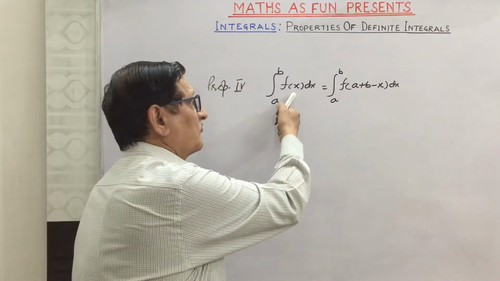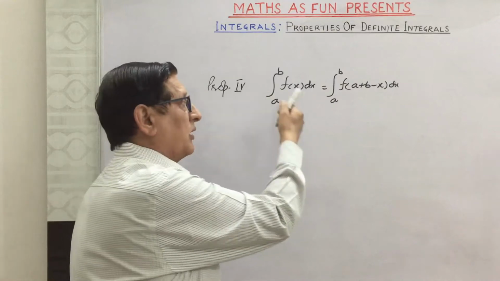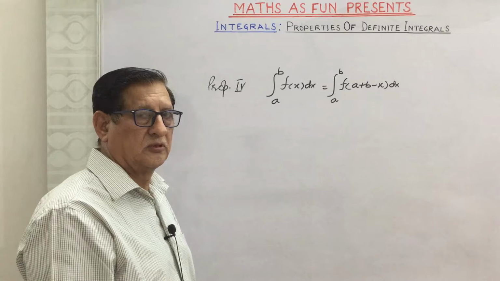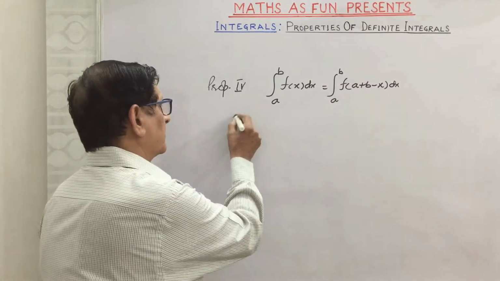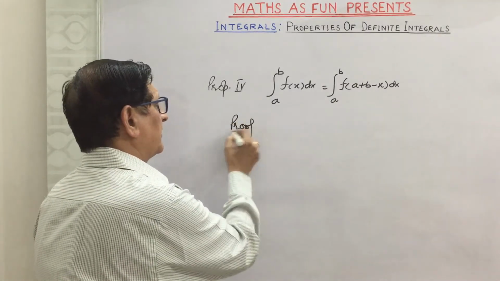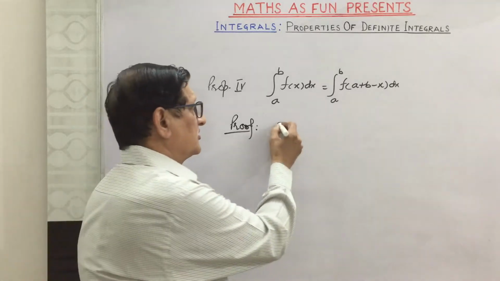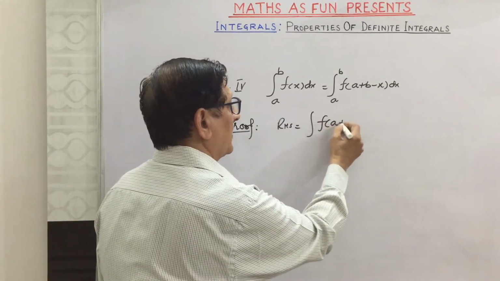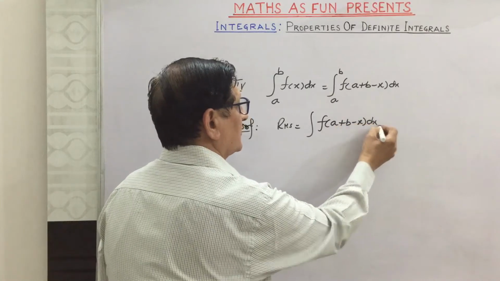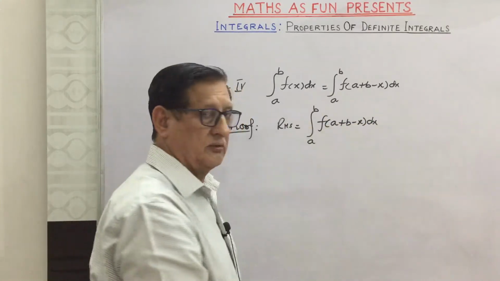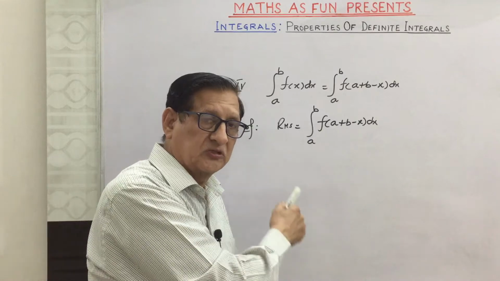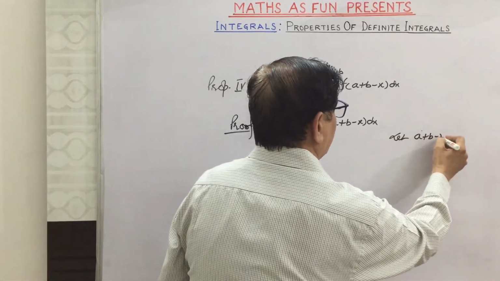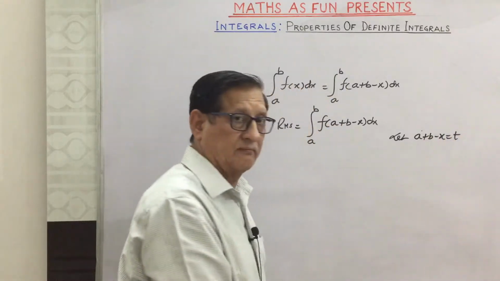It means in place of x, we apply the sum of the limits minus x. To understand the proof of it, we go with the right hand side, which is the integral of f of a plus b minus x from a to b. We have to use the substitution method here, and we substitute a plus b minus x equal to t.